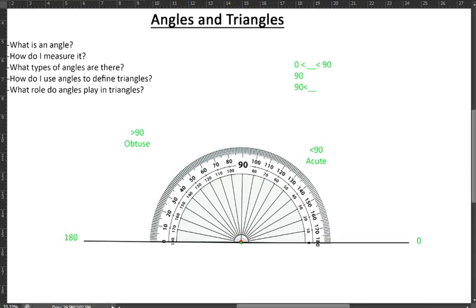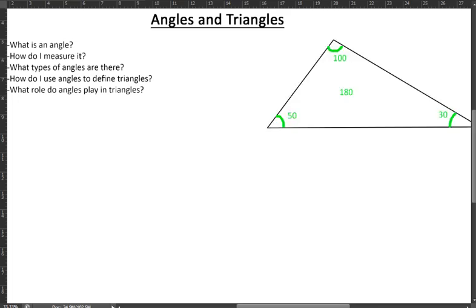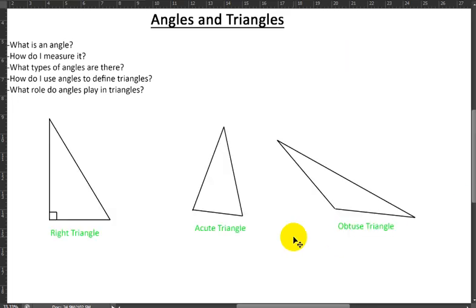Okay, that'll be all about the kinds of angles. Again, like we said last time, less than 90, acute angle. Equal to 90, right angle. More than 90, obtuse angle. These kinds of angles come into play when we are talking about triangles.